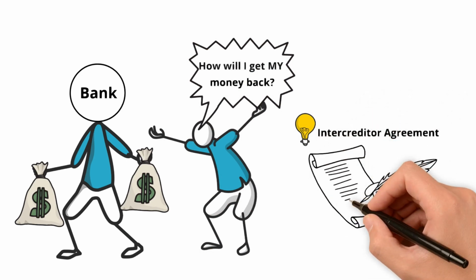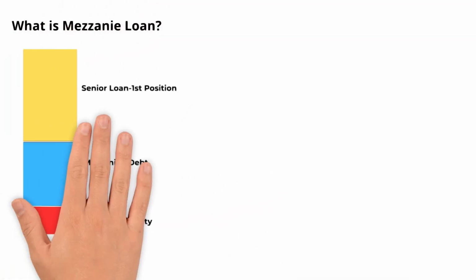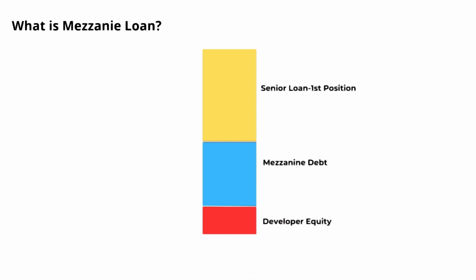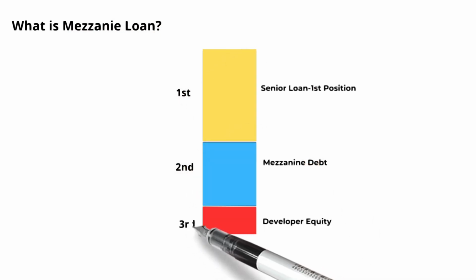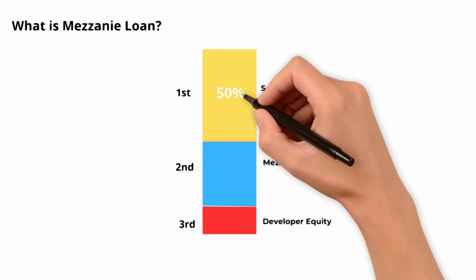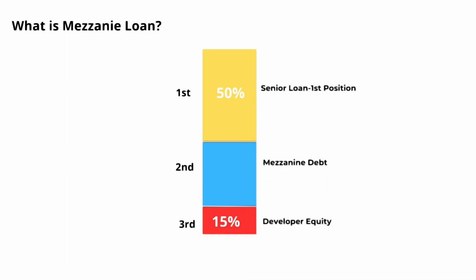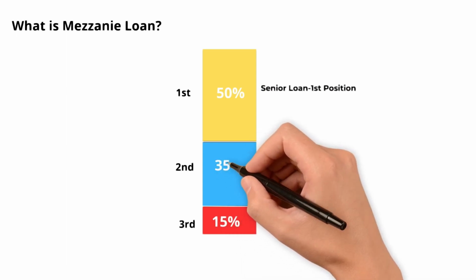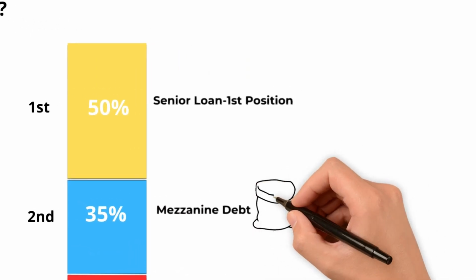Mezzanine debt is a loan that is in second lien position, directly behind a senior lender but ahead of the equity in a capital stack. For larger or riskier projects, senior lenders will only loan up to a certain percent, for example 50%. A developer might only have access to fund 15% equity in the project, so where does the rest of the funding come from? Typically, preferred equity or mezzanine debt.